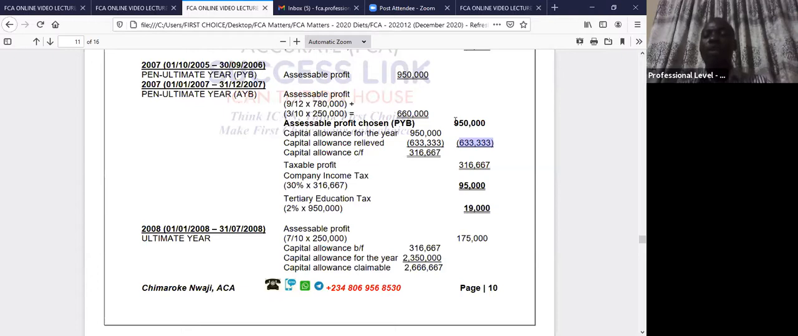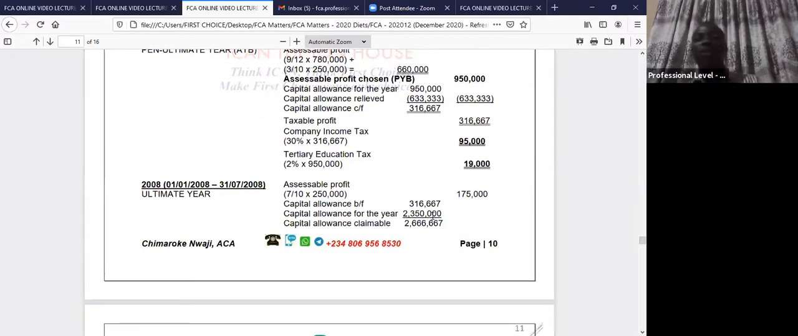So look at your assessable profit, look at your capital allowance that you are claiming. So when you remove it from your profit, this is the remainder that is to be taxed. Here, this is the remainder of capital allowance you will take to next year. Yeah, this is the remainder of your profit after you have claimed your capital allowance. And now you claim income tax of 30%, claim your education tax, then you go to the next year.